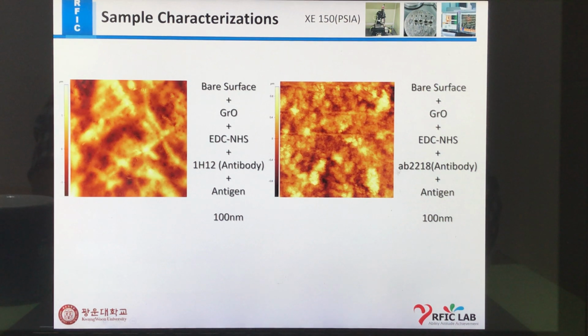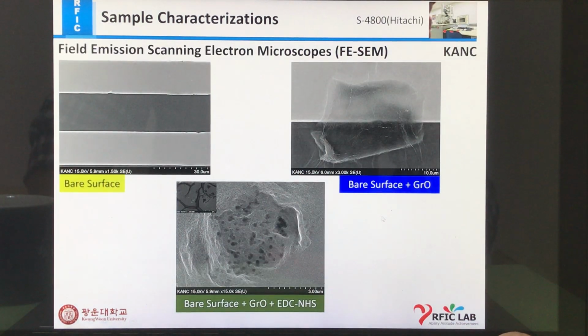And the other side is AB2218 antibody, a different kind of antibody on the same antigen, at a 100 nanometer scale. Then we also got the same kind of peaks in the surface morphological things on the chip, and the red patches in the circle cluster on the surface. So we got the cluster on the surface, and it shows the perfect binding with the antibody. So sir, these are the SEM images.